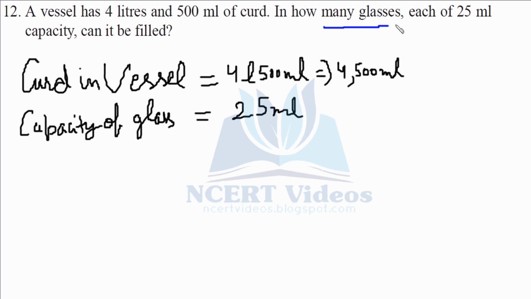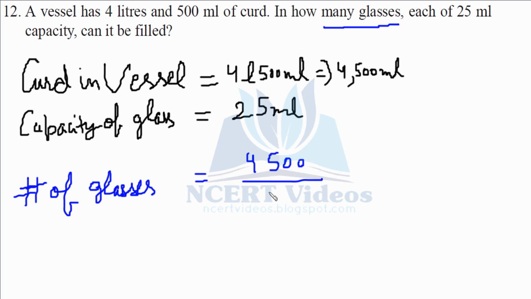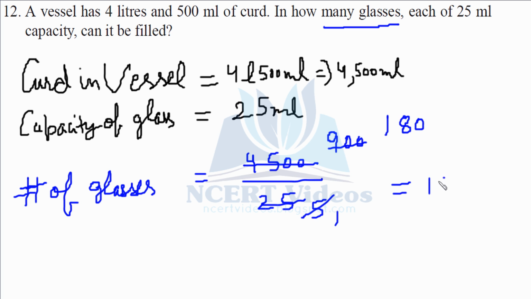Can fill exactly 4500 milliliter. So we are just going to divide it in order to find number of such glasses. That would be 4500 over 25. Simply cutting it with 5. 5 nines are 45. 0 0 comes as it is. 5 5s are 25. Again 5. 5 ones are 5. 5 ones are 5. 4 0, 5 8s are 40. 0. So 180 glasses exactly can fill 4500 ml of curd. So that is how you do.